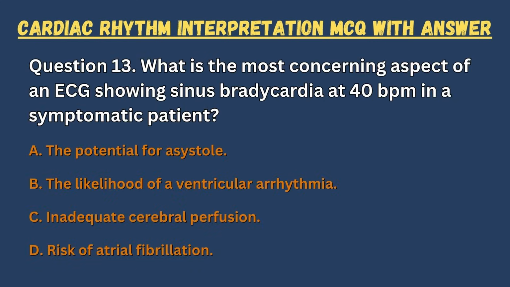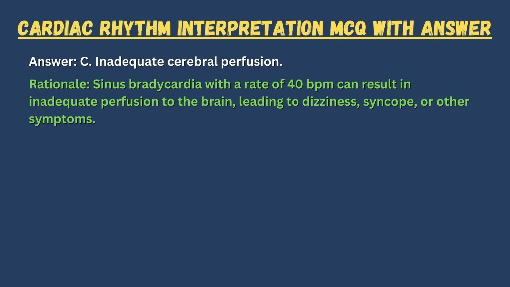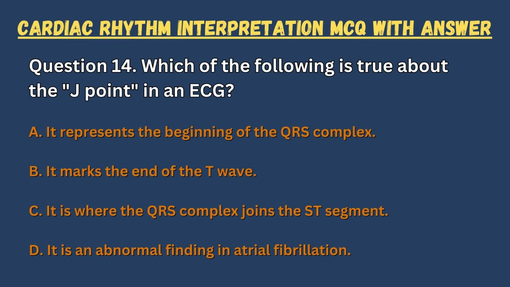Question 13. What is the most concerning aspect of an ECG showing sinus bradycardia at 40 BPM in a symptomatic patient? A. The potential for asystole. B. The likelihood of a ventricular arrhythmia. C. Inadequate cerebral perfusion. D. Risk of atrial fibrillation. Answer: C. Inadequate cerebral perfusion. Rationale: sinus bradycardia with a rate of 40 BPM can result in inadequate perfusion to the brain, leading to dizziness, syncope, or other symptoms.